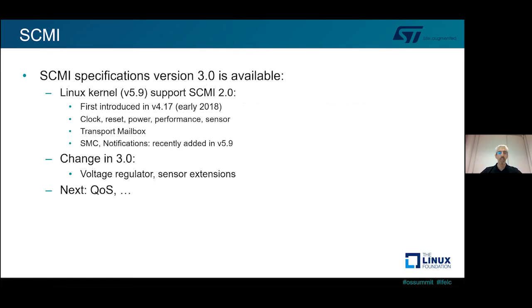So what about SCMI around Linux today? The SCMI specification available now is the 3.0 specification. Currently the implementation inside the Linux kernel v5.9 supports the SCMI specification 2.0. The first patches around SCMI were introduced in v4.17. Now we have the clock, reset, power, performance, and sensor protocols implemented. The mailbox transport is also fully implemented, and the SMC transport and the notification have been recently added to the official kernel 5.9.